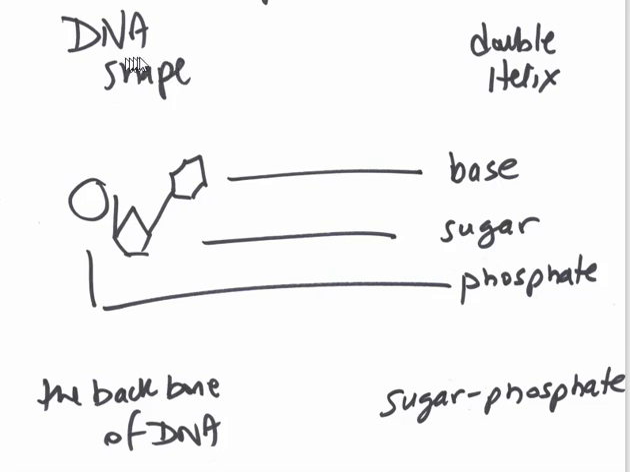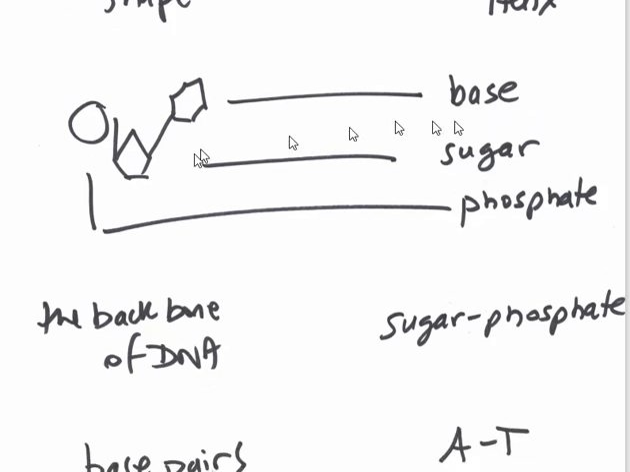What is the shape of DNA? To me, it looks like a spiral staircase. This structure here is roughly what we would call a nucleotide. It is made of a phosphate, a sugar, and an organic base.